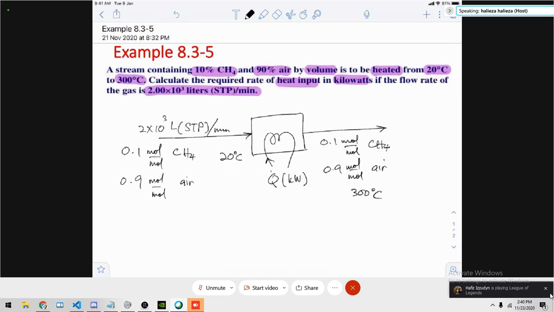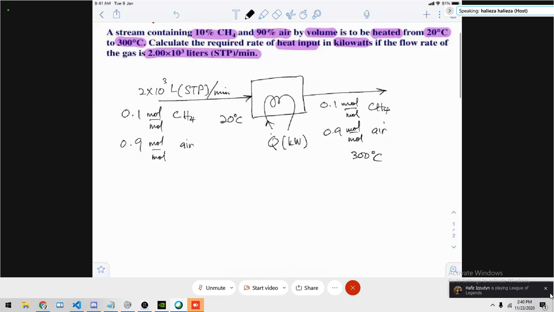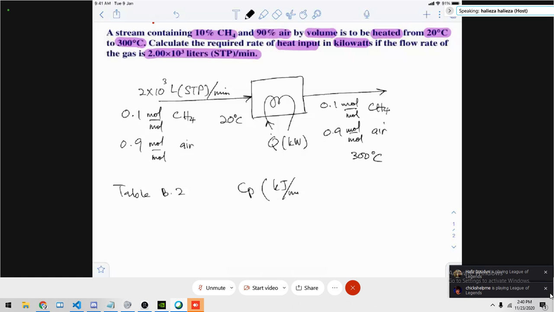Okay. When we did the previous example, you know that your heat capacity, you will get it from Appendix B, Table B2. If you're going to get your CP, you're going to use that CP, the unit will be in kilojoules per mole. Definitely, you cannot use this flow rate because you cannot cancel the unit. So we need to change that volumetric flow rate into mole per minute.